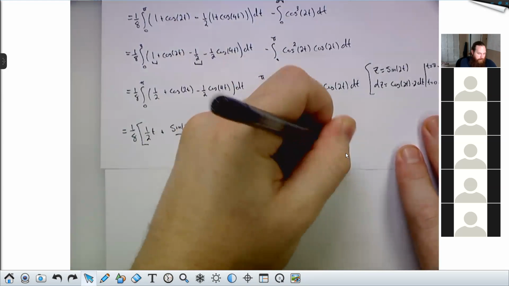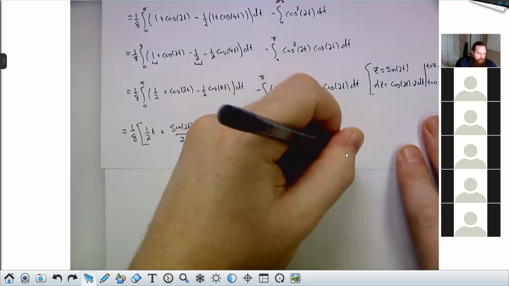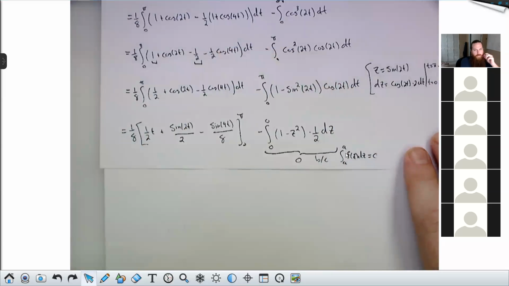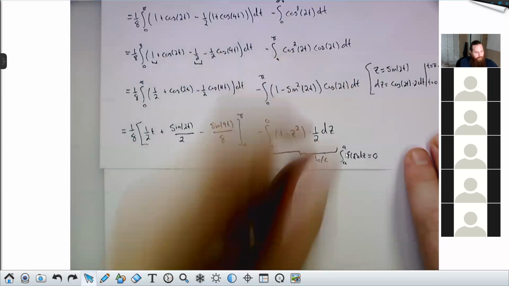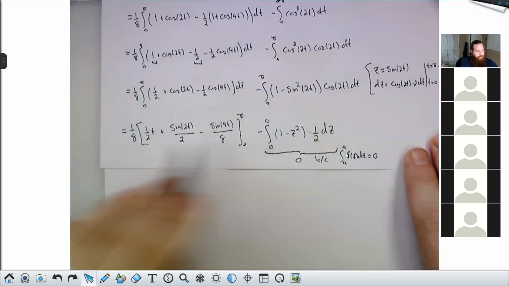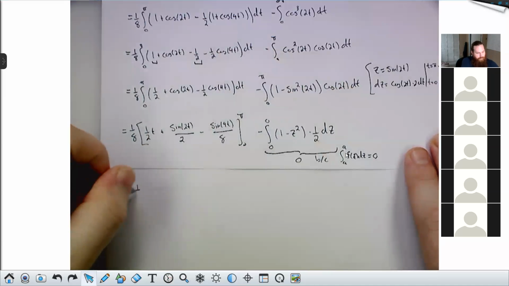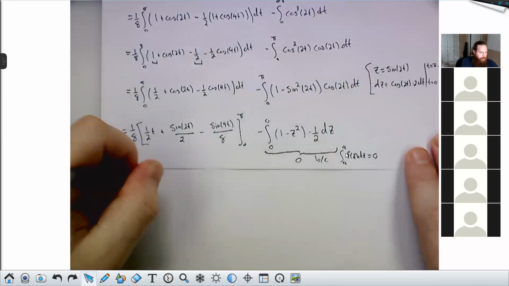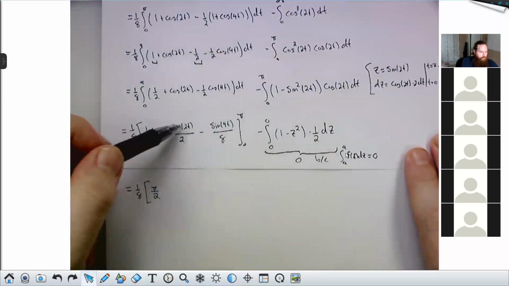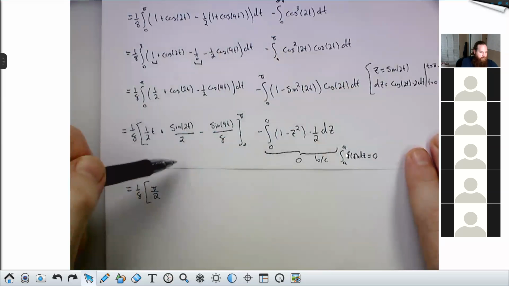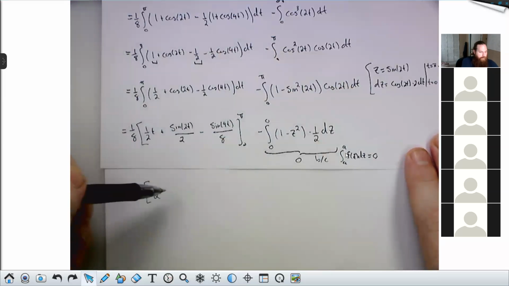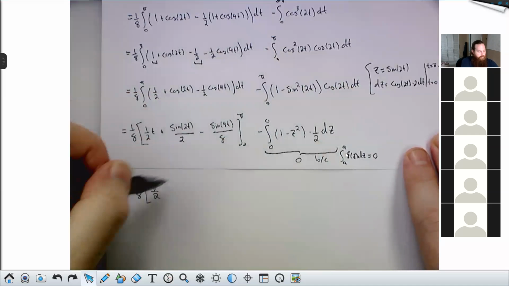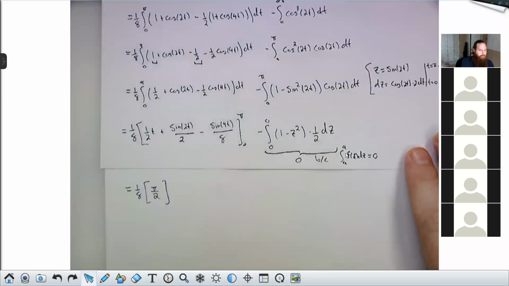Because the integral from a to a of anything is always 0 if your upper and lower bounds are the same. And this piece I can evaluate. So when you plug in pi, you'll get 1/2 pi, or pi over 2. This piece would be the sine of 2 pi, that's 0. This piece would be the sine of 4 pi, that's 0. And then when you plug in 0, this is 0, this is 0, this is 0. So that's everything right there.